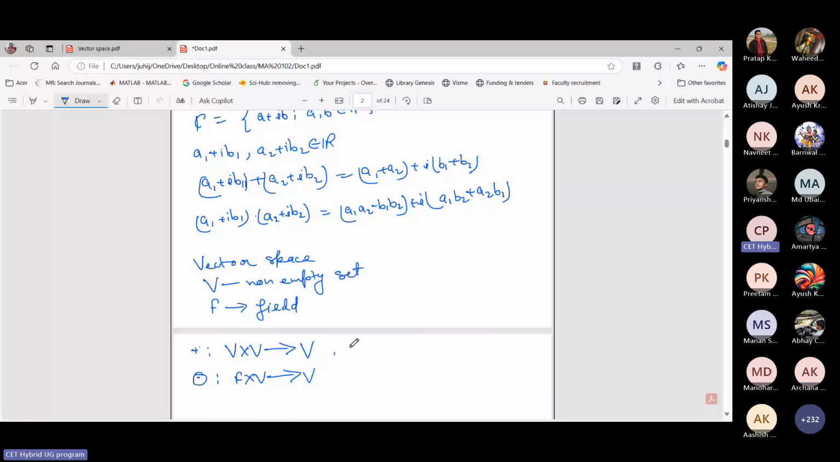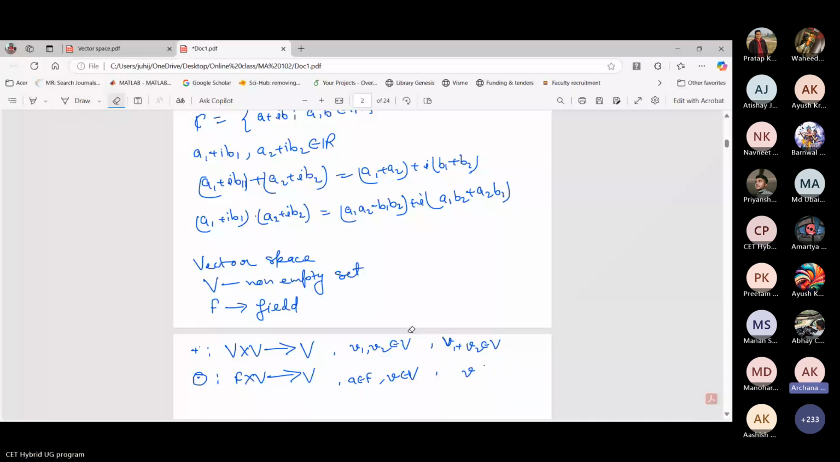Whenever V1, V2 belong to V, then V1 plus V2 should also belong to V. And for any A in F, V in V, A into V will also belong to V.